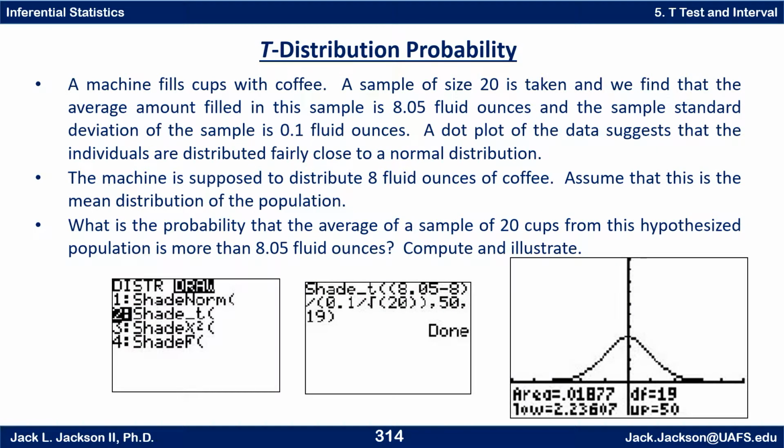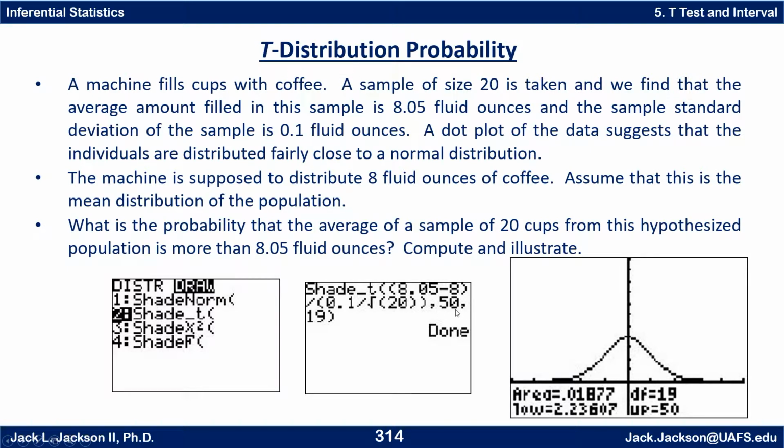Well, we can use a shade T for this. And if we shade T, we give it from 8.05 minus 8 divided by 0.1 divided by square root of 20. That's, what is that? Well, that's the T-star test statistic.